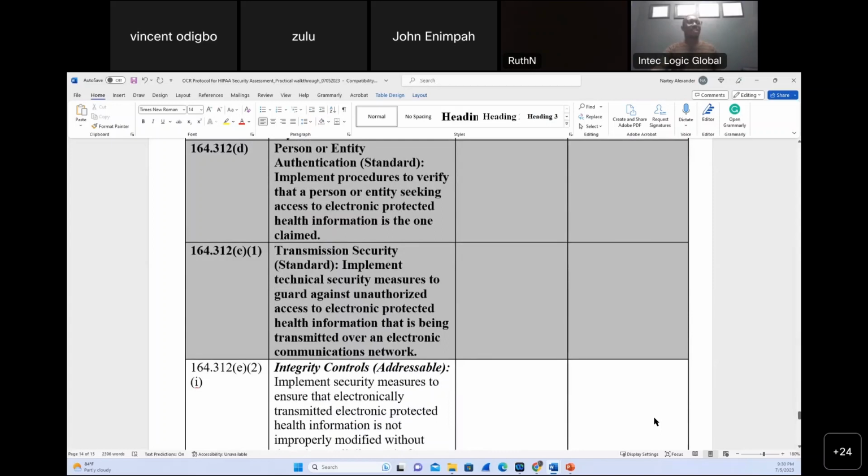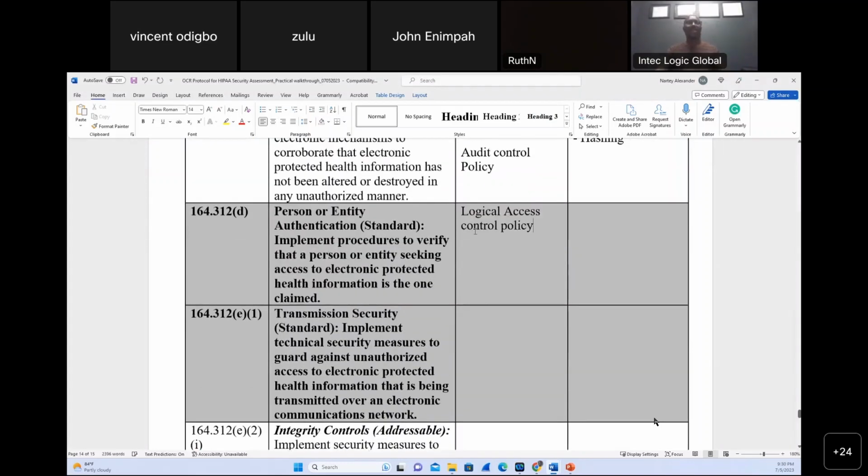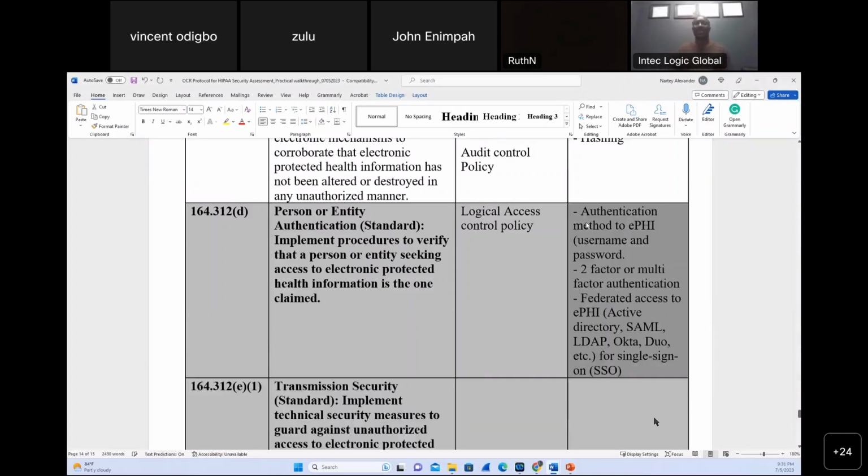Person and entity authentication. So that is also on its own. So here we are talking about checking whether the right people are the people who are supposed to be having access to PHI. You are verifying. You can find this within the logical access control policy, right? So here we want to check how authentication, right? What authentication method does your company allow for people to have access to PHI, right? Authentication means that you are verifying that this is indeed Alex, right?